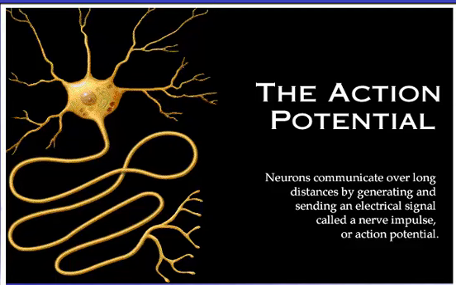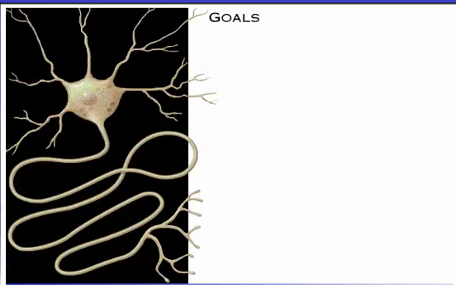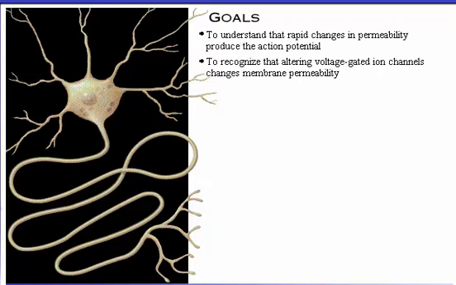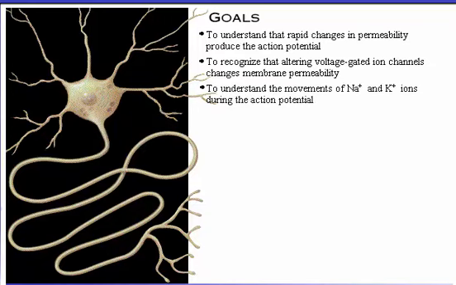Neurons communicate over long distances by generating and sending an electrical signal called a nerve impulse, or action potential. Your goals for learning are to understand that rapid changes in permeability of the neuronal membrane produce the action potential, to recognize that altering voltage-gated ion channels changes membrane permeability, to understand the movement of sodium and potassium ions during the action potential, to examine refractory periods, and to learn about conduction velocity.